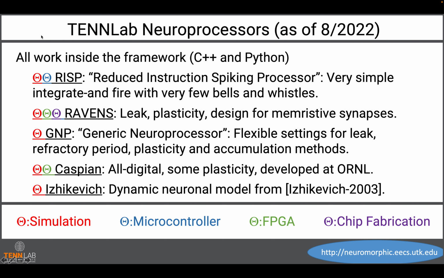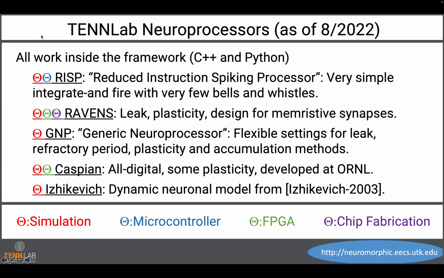GNP is a software only project. Its goal is to give you the ability to build a neuroprocessor with a lot of standard bells and whistles in it. So leak, refractory periods, plasticity, etc. Those are all built into GNP to allow for exploration and/or extension if you want to extend some of its features into a different neuroprocessor. Caspian comes out of Oak Ridge. It's an all-digital project that has its own neuroprocessor model. And then we're working on the Izhikevich model.